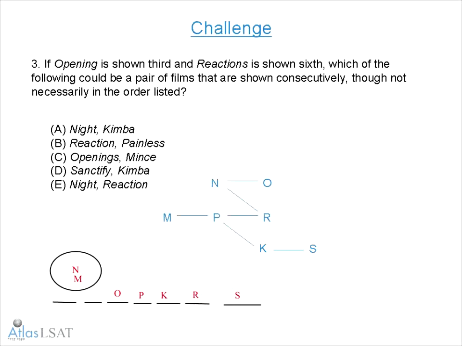Okay, some great answers here. Let's take a look. Could Knight and Kimba be together? No way. Could Reaction and Painless be side by side? No way. Those are separated by K. The correct answer here, Openings and Mints. I could have M right before the O. That's the correct answer. Okay?